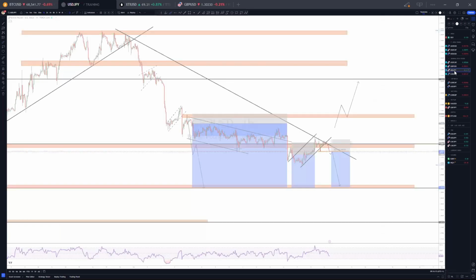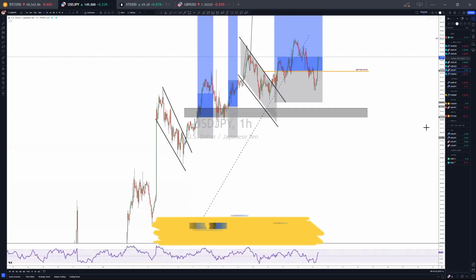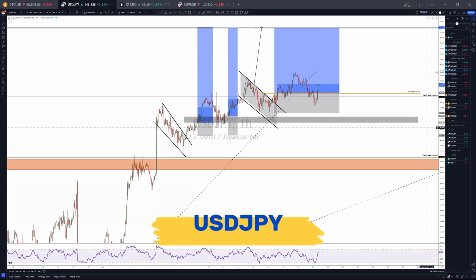So that said, I think we can do a bit of a mess this morning. Oh boy, this is awesome, guys. This is why you have to be patient. This is why you have to calm down. This is why patience is key in trading.